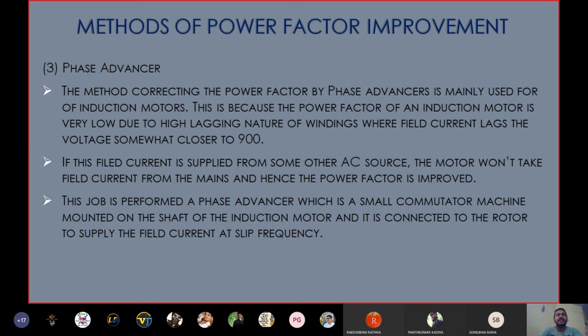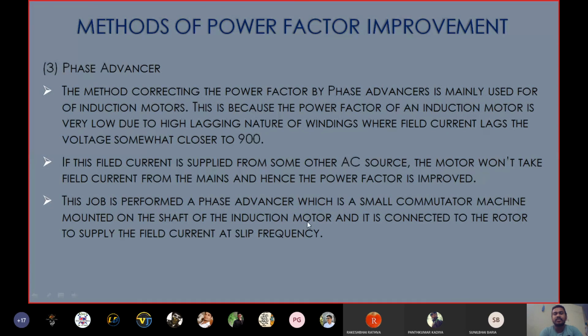If the field current is supplied from some other AC source, the motor will not take current from the mains and hence the power factor is improved. This job is performed by a phase advancer. What is the phase advancer? A phase advancer is a small commutator machine mounted on the shaft of the induction motor. It is also one motor.